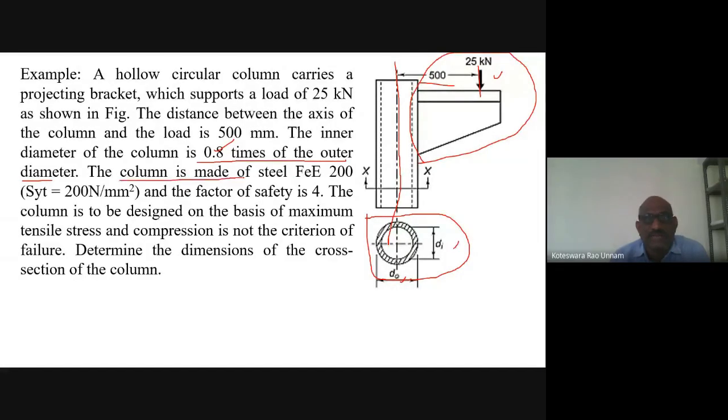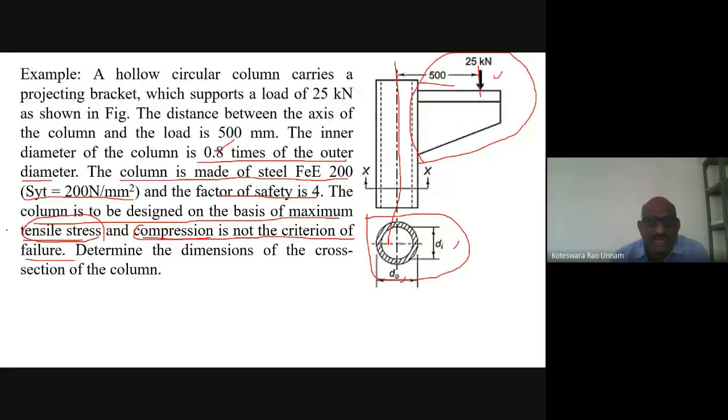Then the column is made of steel Fe E200, whose yield strength is 200 MPa. Factor of safety is 4. The column is to be designed on the basis of maximum tensile stress, and compression is not the criteria of failure. So that means your failure criterion is only tensile stress. It is not going to fail in compression. Whatever may be the compressive stress value, it is not going to fail.